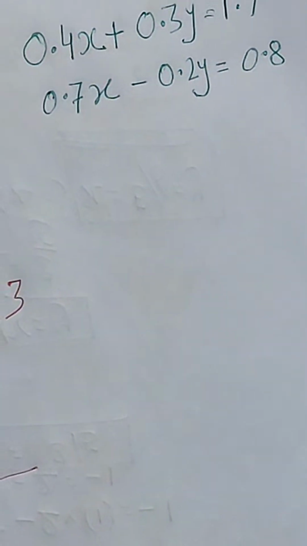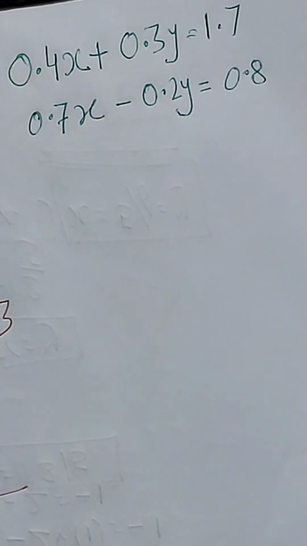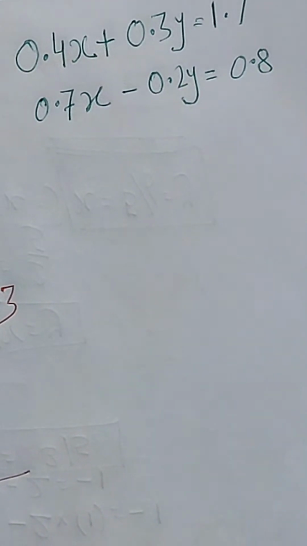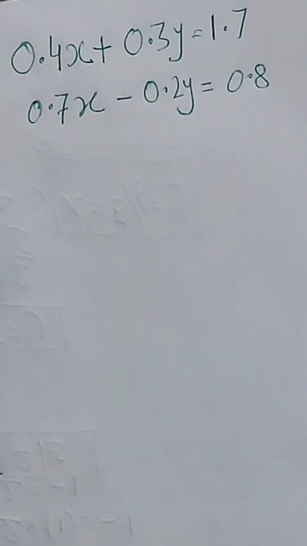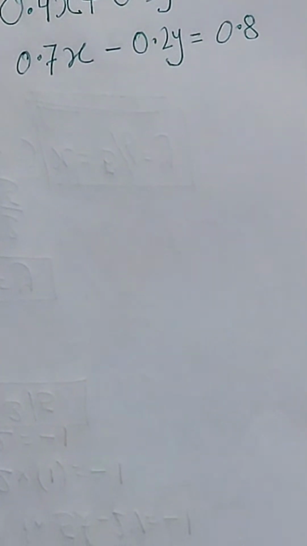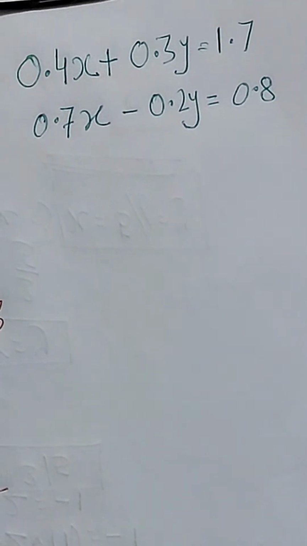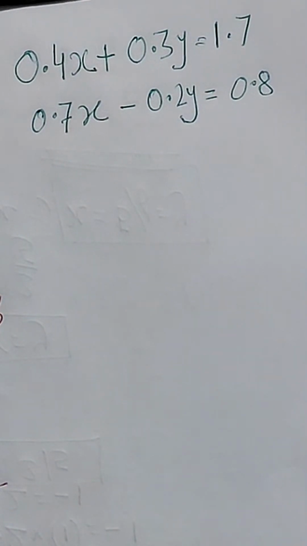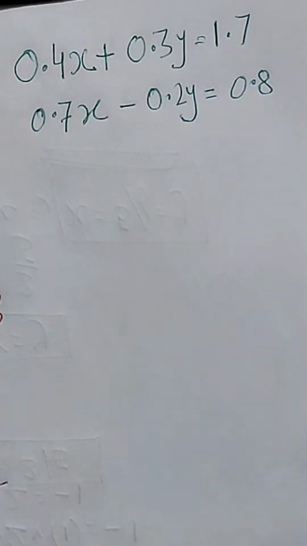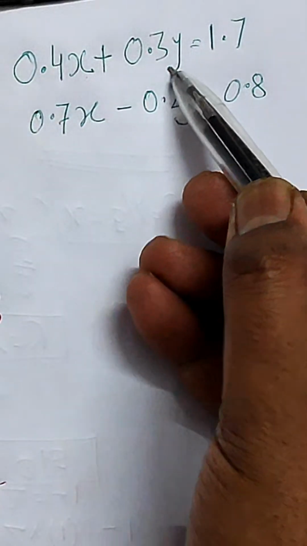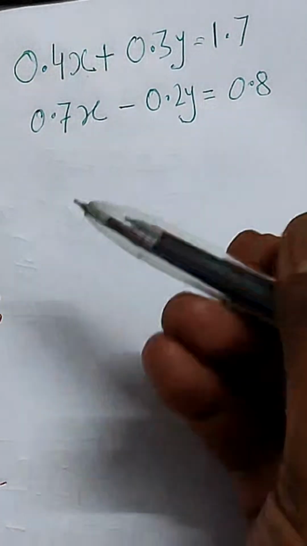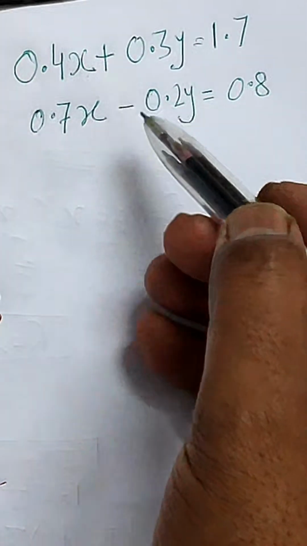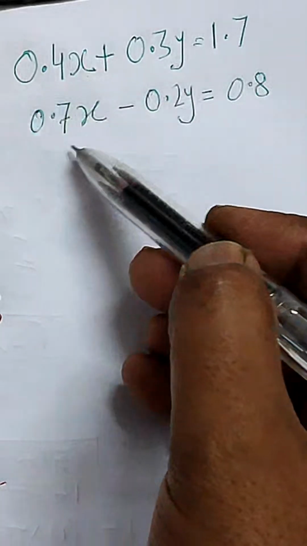Let us go through two questions from linear equations in two variables, where the equations are shown in front of you: 0.4x plus 0.3y is equal to 1.7. These are the two equations in front of you. In linear equations in two variables, the values of the two variables are not known to you, and the set of solutions will satisfy both the equations.